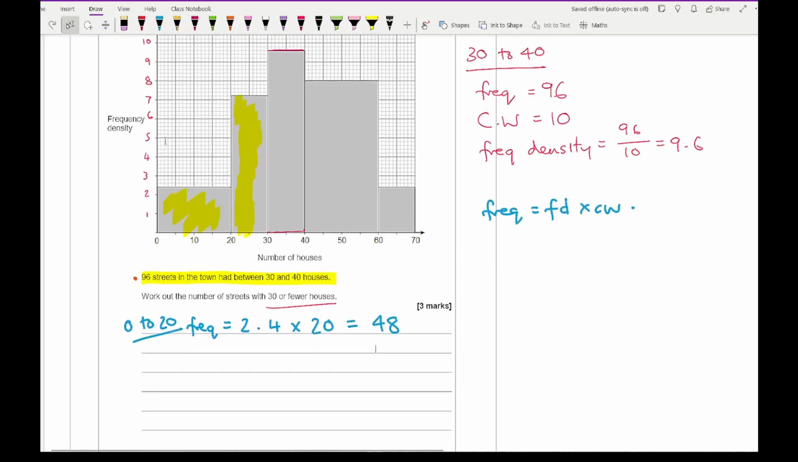Then if I just move down to get a bit of space, then 20 to 30, the frequency. Now the height of that bar I make out to be around about 7.2. So it's 7.2 times the class width, which is 10, and that equals 72. So all that's left for me to do is add those two frequencies together, and I get an answer of 120.